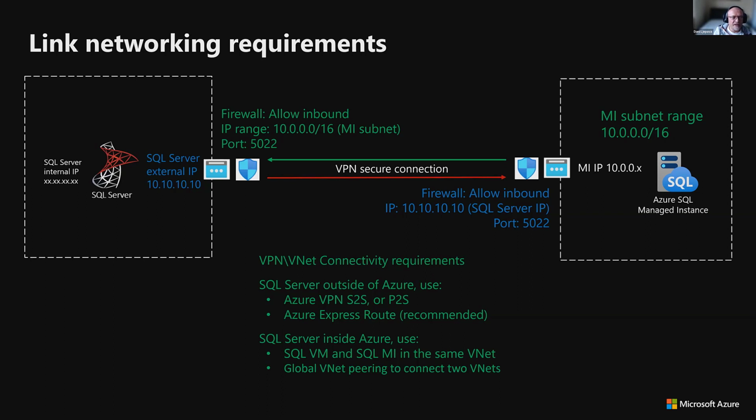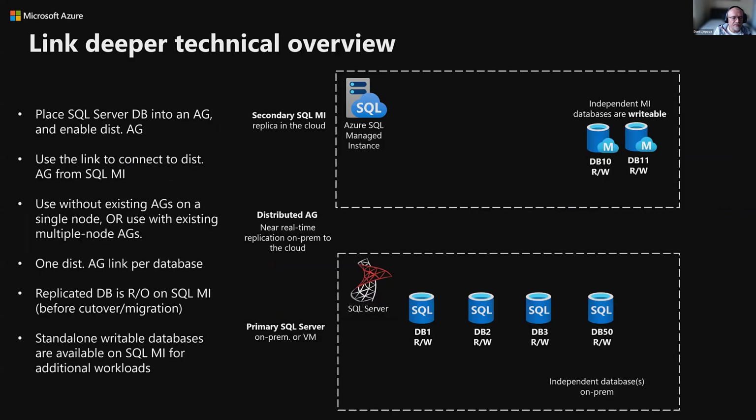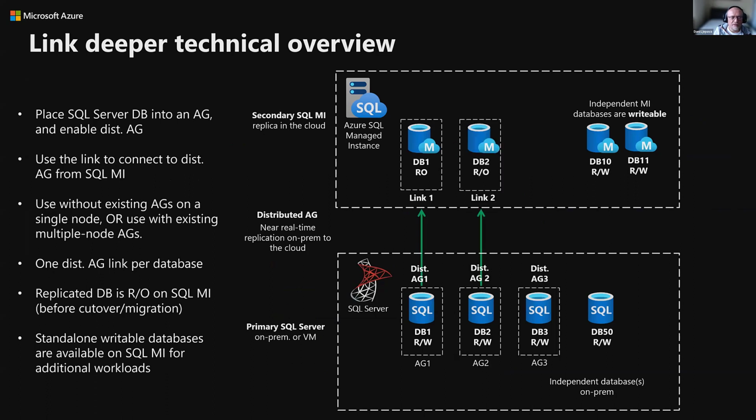Now, a bit more technically how this works. What we do on SQL Server is we encapsulate a database into a single AG, and then we build a distributed availability group link to a managed instance database, and this is done for each database. So the link per se is database scoped, and that will open up some new scenarios, which I'm going to talk about in the next couple of slides. The primary databases on SQL Server are read-write, and replicated databases are read-only.